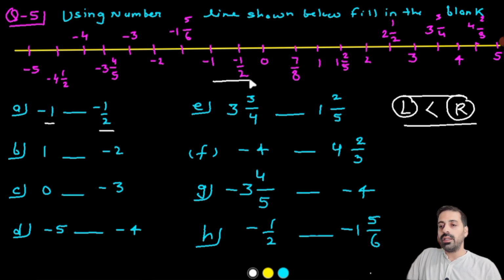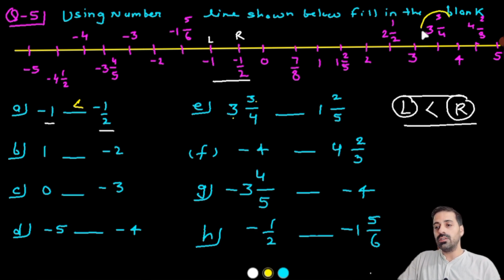So see here, negative 1 and negative 1 by 2. Negative 1 is on the left side and negative 1 upon 2 is on the right side. So which number is greater, my dear students? The answer will be this way: negative 1 upon 2 is greater than negative 1. Now here, 3 and 3 by 4. Where is 3 and 3 by 4?